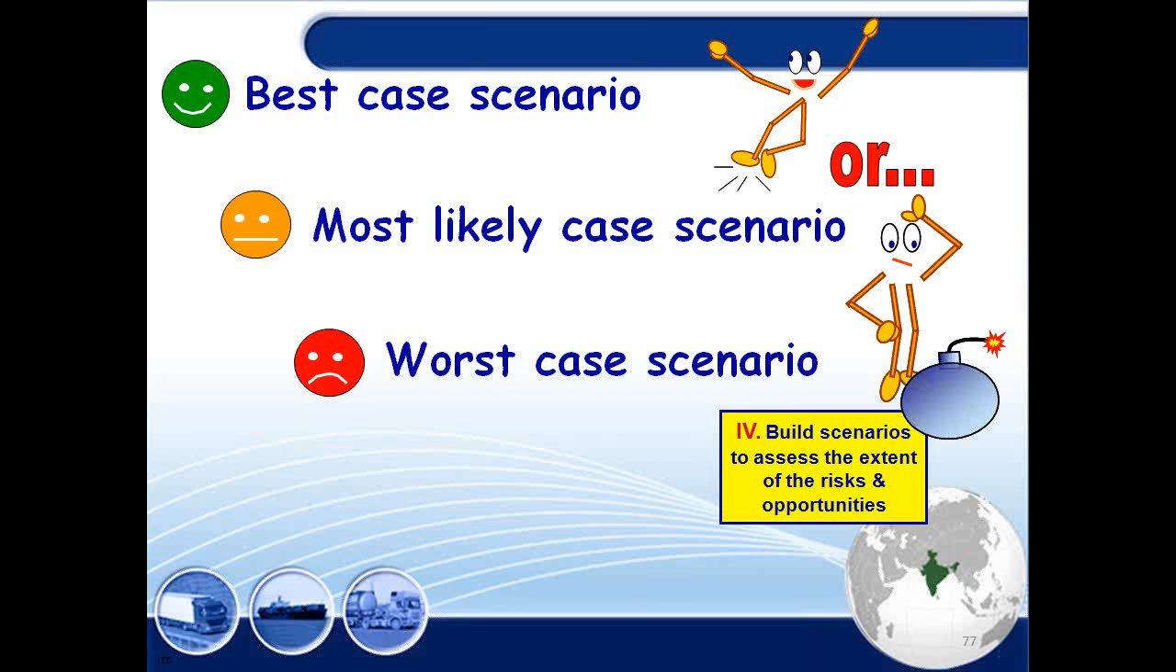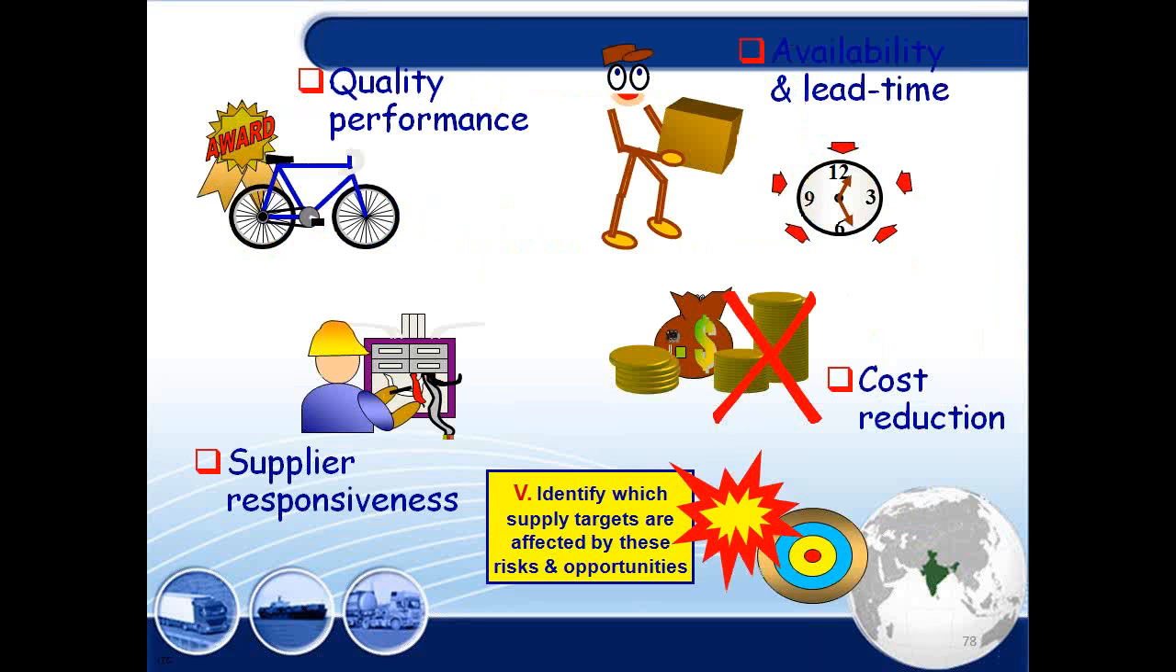So when we get into the scenarios part, there could be best case scenarios, most likely case scenarios, and the last one is called the worst case scenario. So what we're going to do is build scenarios to assess the extent of risk and opportunity. When we look at those scenarios, we're looking at the quality part, the lead time part, supplier responsiveness, and lastly cost reduction as well.